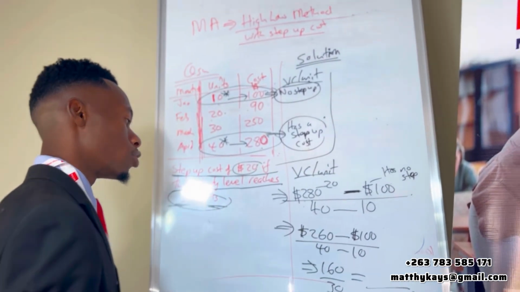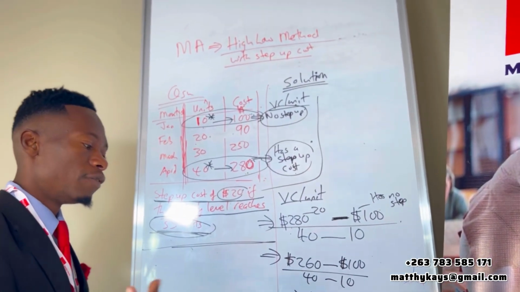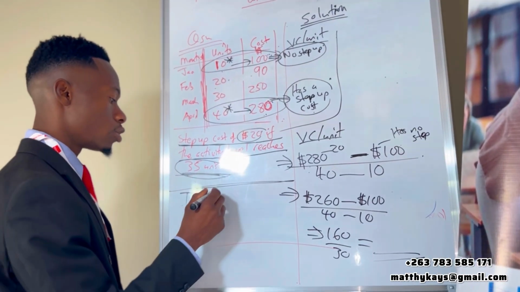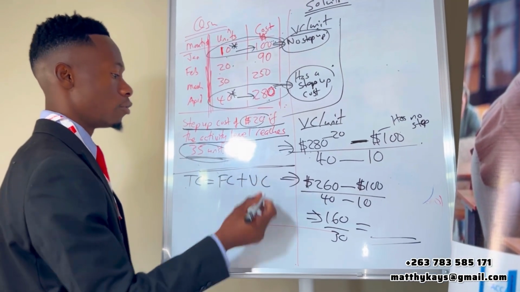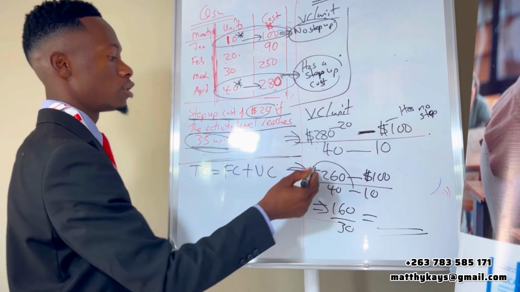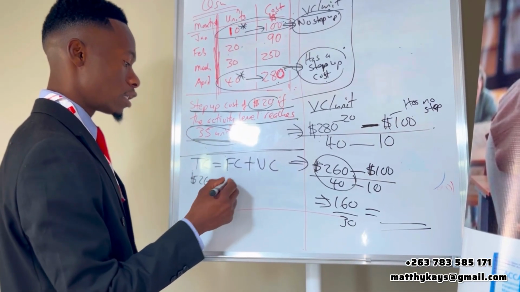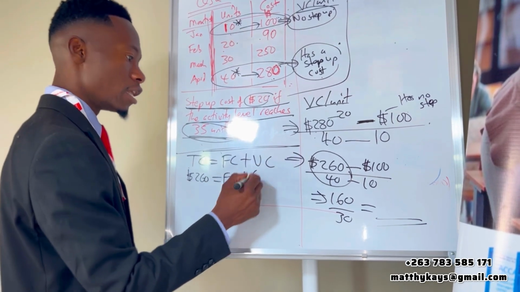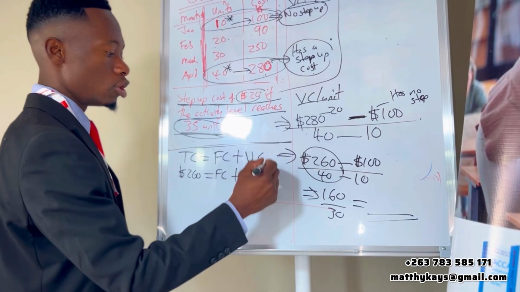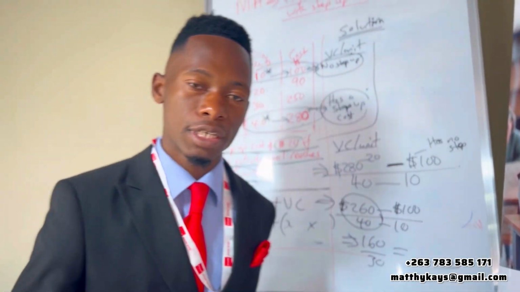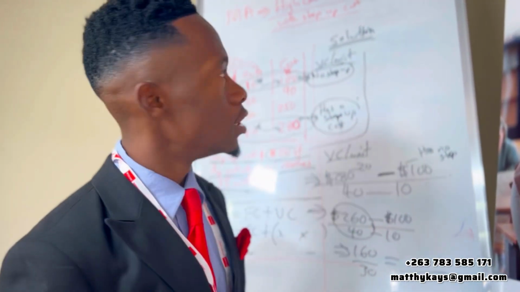When you get your variable cost per unit, then if they want you to calculate the fixed cost, we say total cost is equal to fixed plus variable. You substitute. If you take the 260 cost, that will be 260 equals fixed plus the variable cost per unit that you got multiplied by the number of units, and then you get your fixed cost. This is easy, guys. Easy stuff.